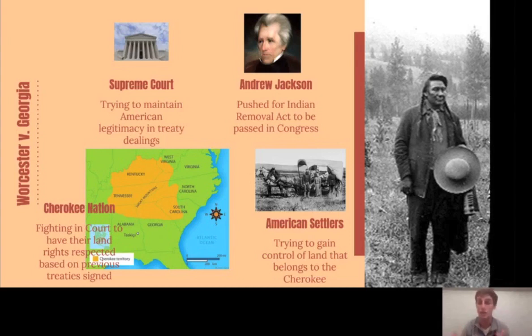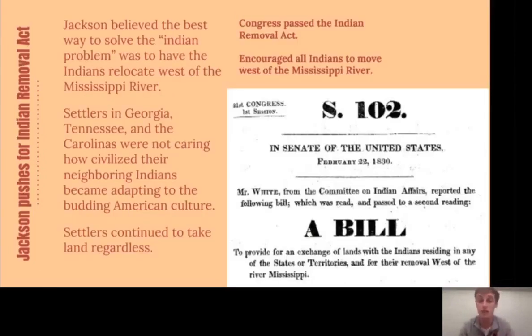So you have all these players, but here's ultimately what happens. The Supreme Court sides with the Cherokee, saying their treaties are legitimate and settlers can't be moving onto Cherokee land and taking it from them. That is against the law. And that's when Andrew Jackson says this: the courts have made their ruling, now let them enforce it. He says, Supreme Court, if you're going to tell Americans they can't move onto that land, then you're going to have to be able to stop them, because I, as president, even though I have the authority to, am not going to do it.